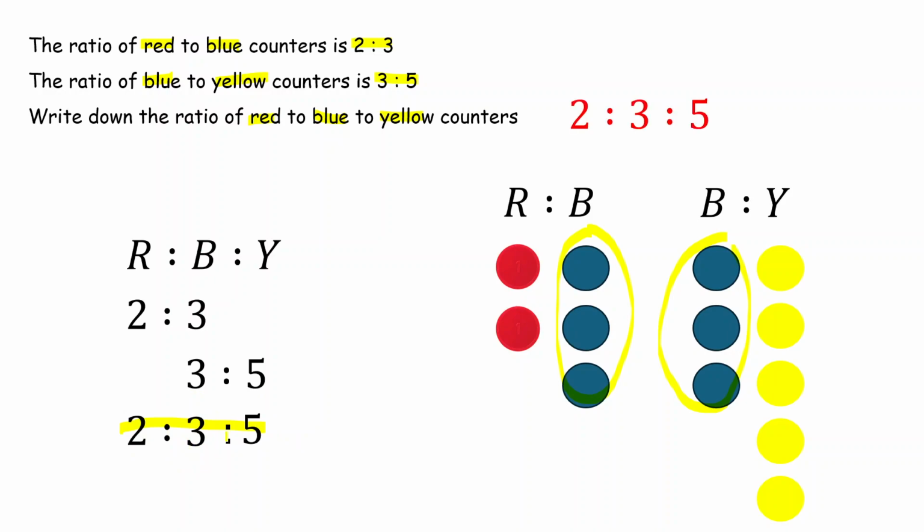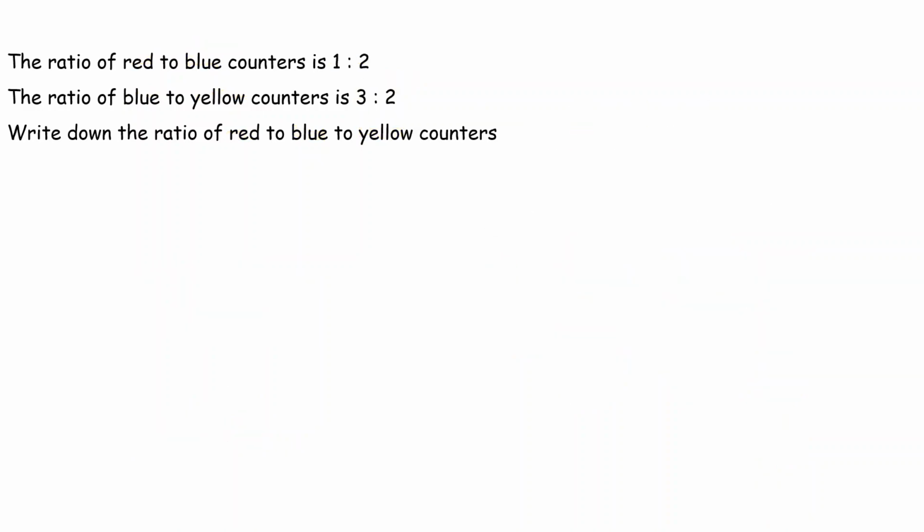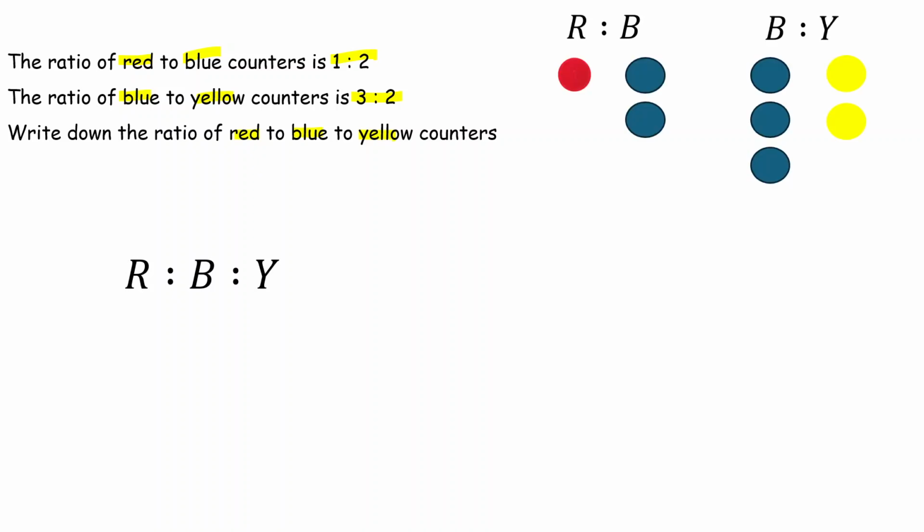Now, they do get more complex because you'll see in this one, we've got the ratio of red to blue is 1 to 2, and the ratio of blue to yellow is 3 to 2. Write down the ratio of red to blue to yellow counters. Now again, let's go and visualize this. So first of all, we've got red to blue is 1 to 2. There you go. And then blue to yellow is 3 to 2.